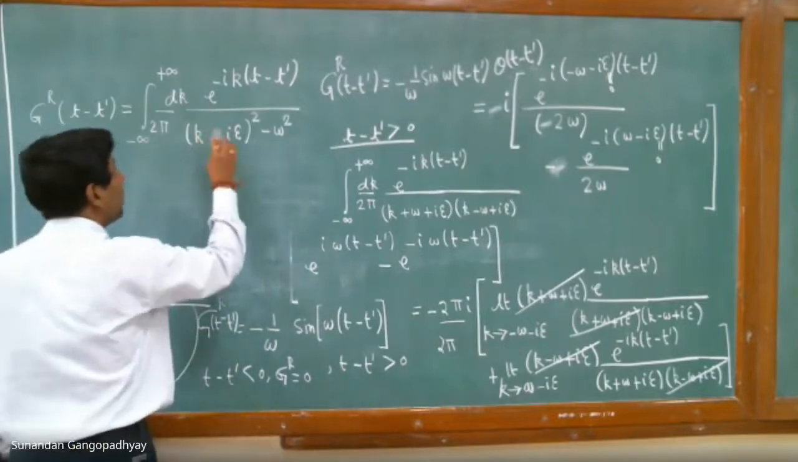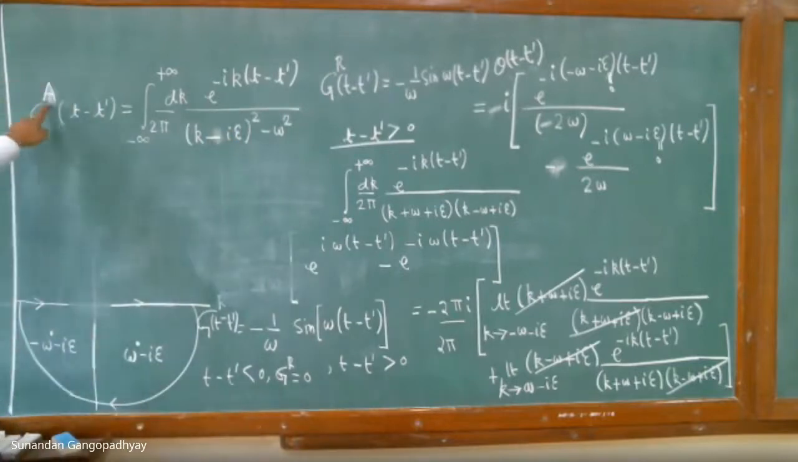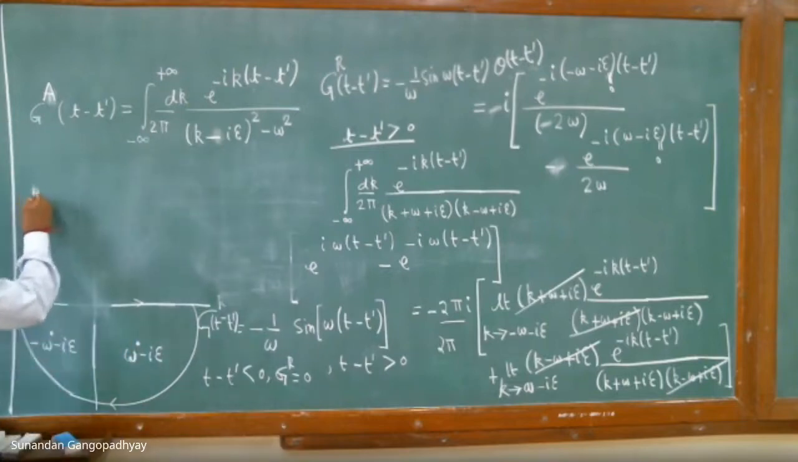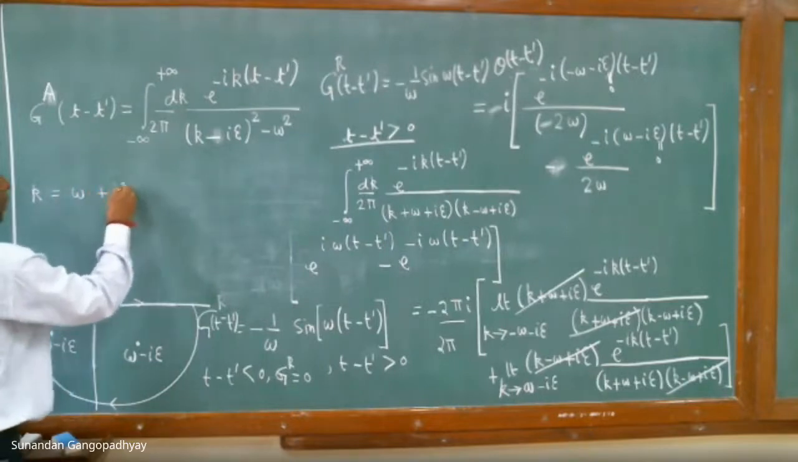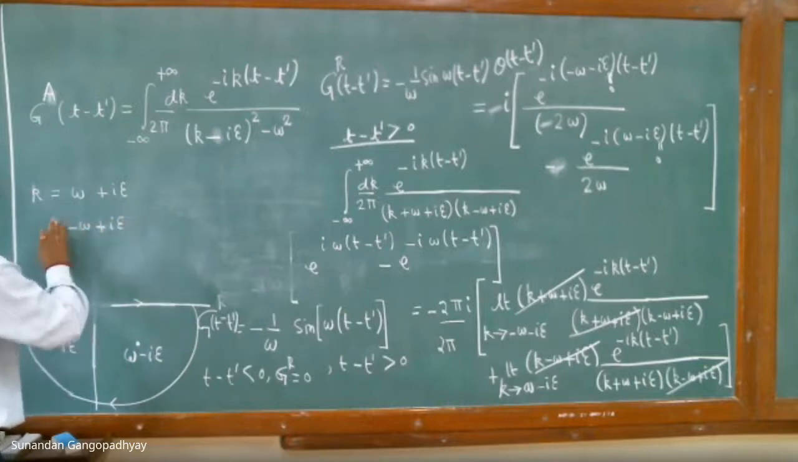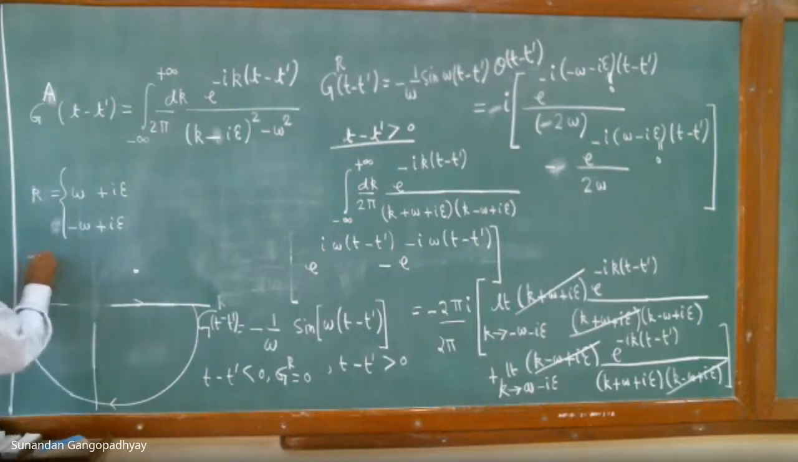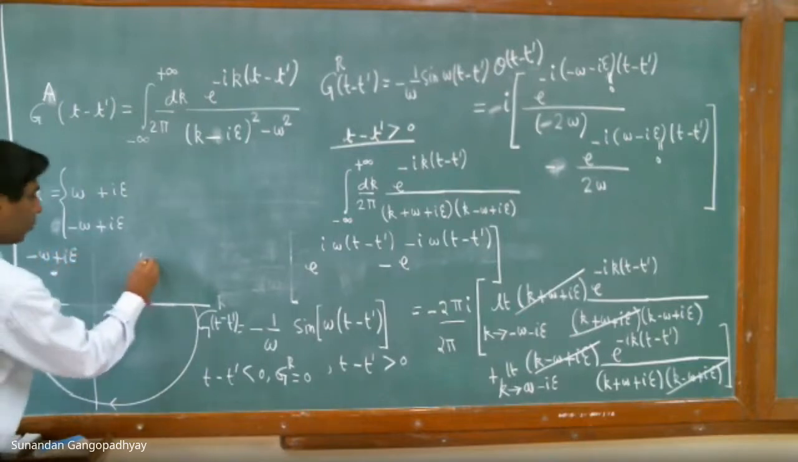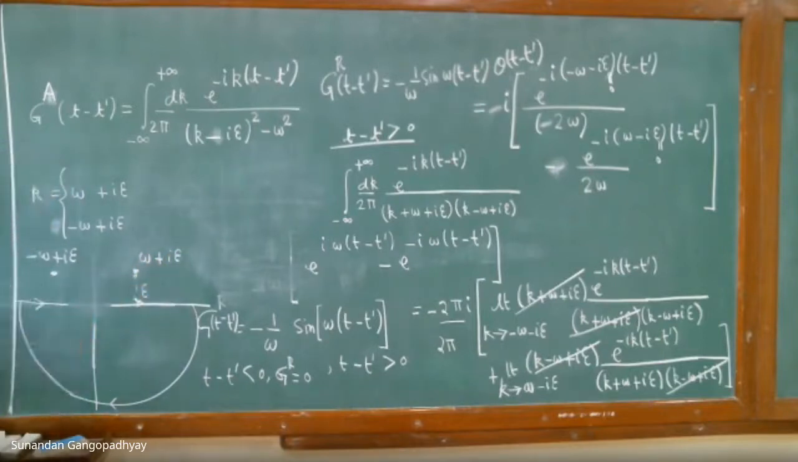So in the advanced Green's function, you just put a minus over here, and this I replace by a. So a corresponds to minus, and therefore from here you can easily see that the poles are at omega plus i epsilon and minus omega plus i epsilon. So these are the poles. You can see in the advanced case, both these poles are upstairs. So this is minus omega plus i epsilon, and this is omega plus i epsilon. Epsilon is this distance.